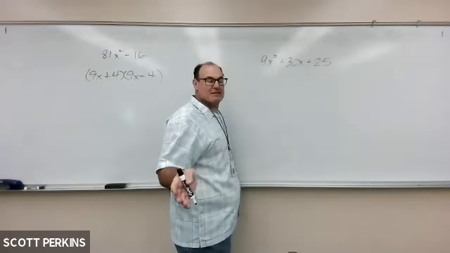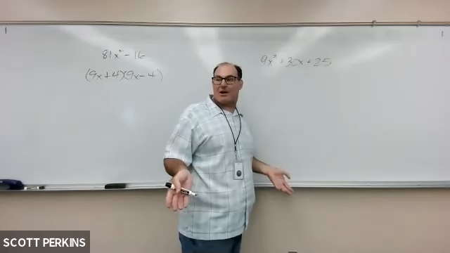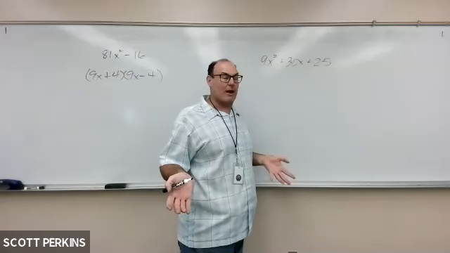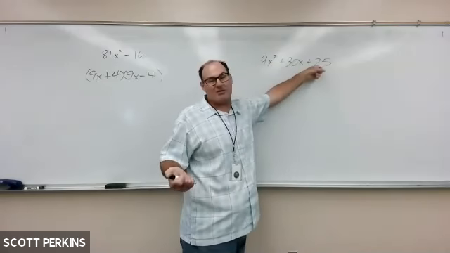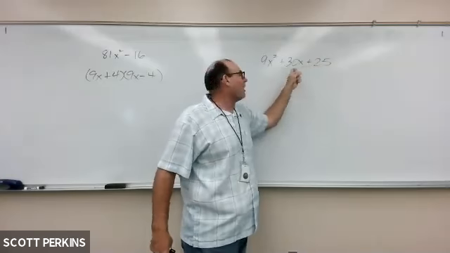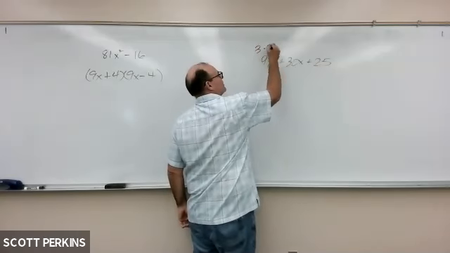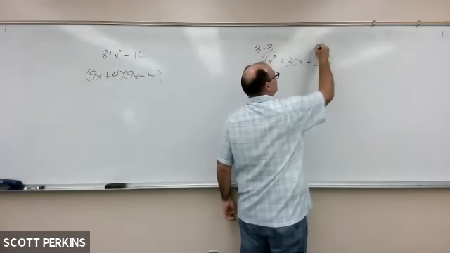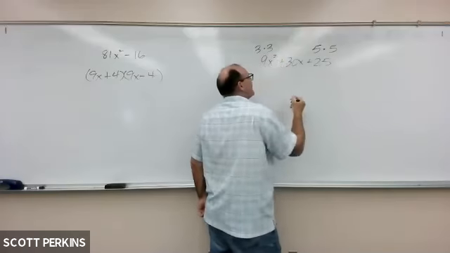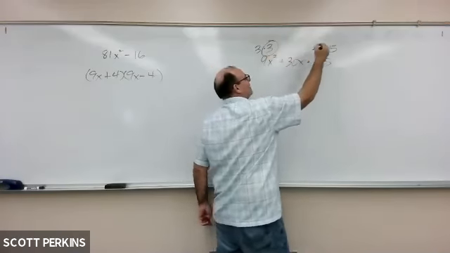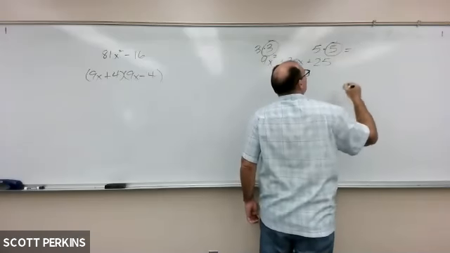But the shortcut was this. First, you have to identify if it is a trinomial square, because it can have a 9 here and a 25 here and not be. Okay, always depends on the middle term. So 9 is 3 times 3. 25 is 5 times 5. And then I take one of the 3s and I multiply it by one of the 5s, and that gives me 15.